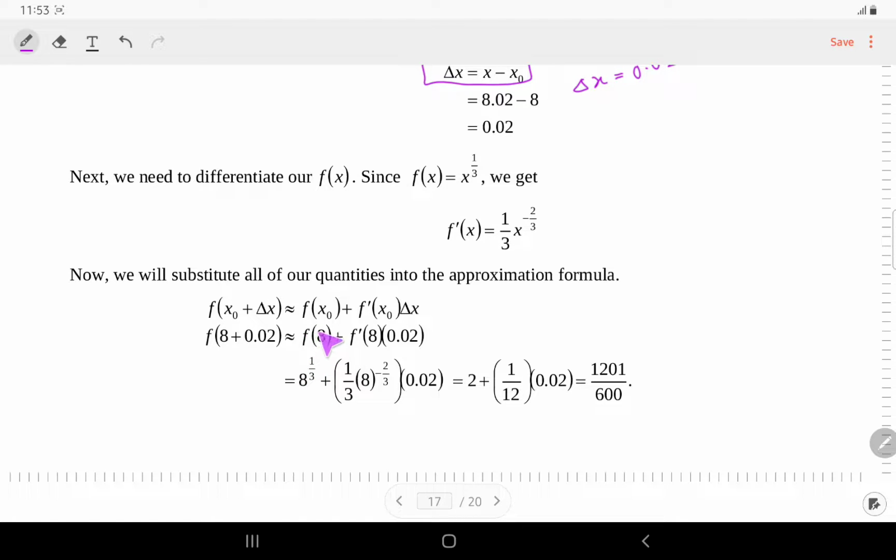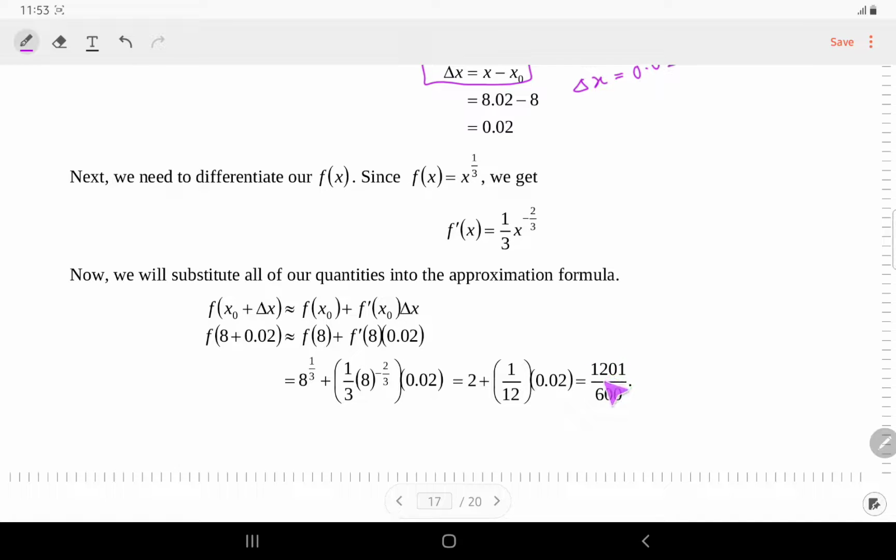F(8) means we insert 8 into the original function. So we'll get 8 power of 1 over 3 plus f prime 8, which means that we need to insert the variable x equals 8 into f prime x, so we'll get 1 over 3, 8 power of negative 2 over 3, and then multiply with 0.02. Just use a calculator, and we'll get this value.